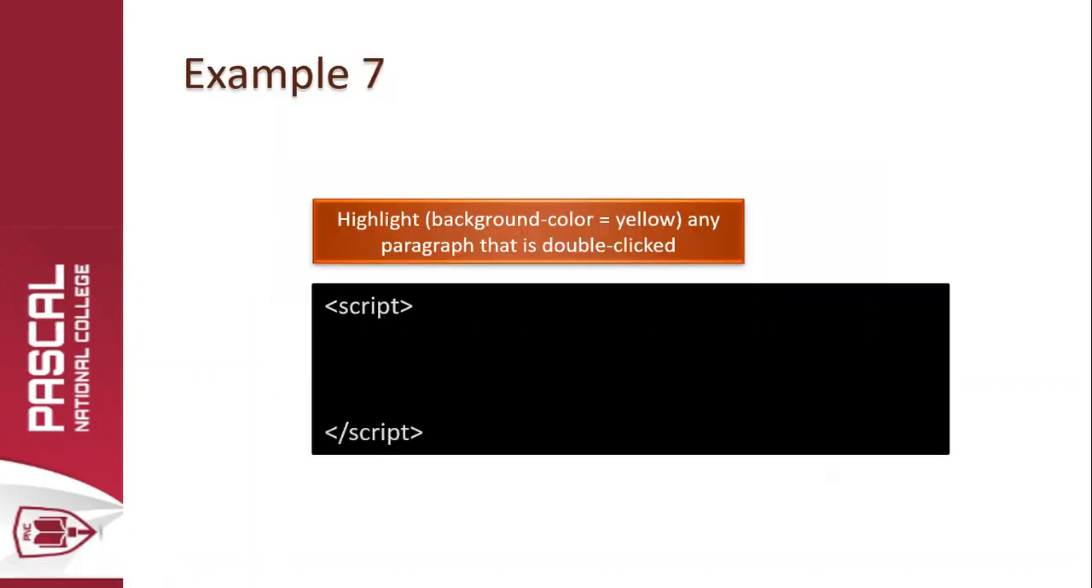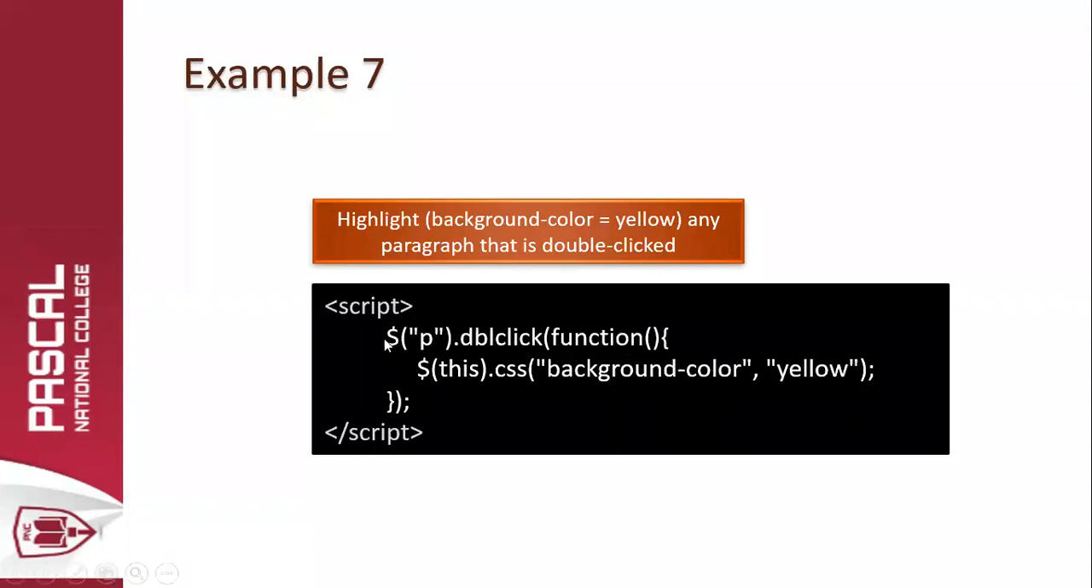So this one: highlight with background color yellow any paragraph when it is double clicked. So this means you have a paragraph. When you double click on that paragraph, you are assigning background-color for the same paragraph, and its background color will be yellow. Let's say you have one paragraph, you double click on it and it will apply a yellow background color on that paragraph.